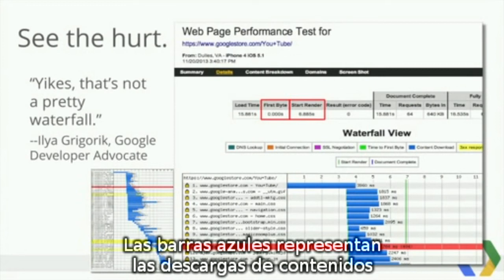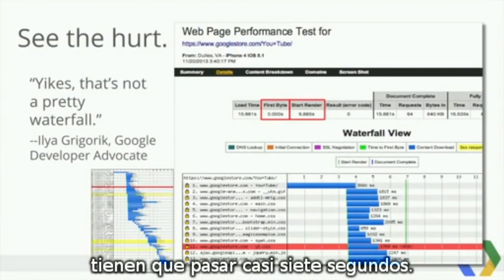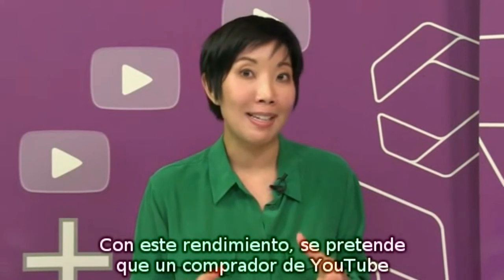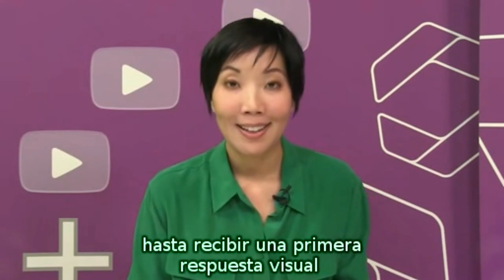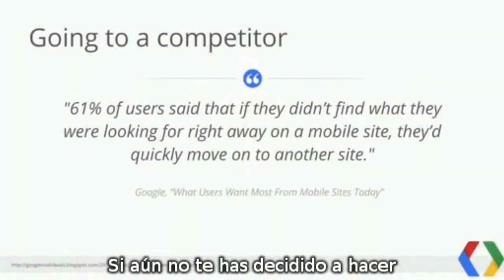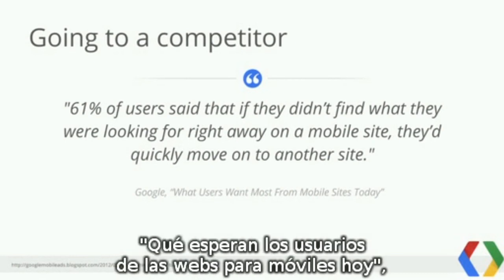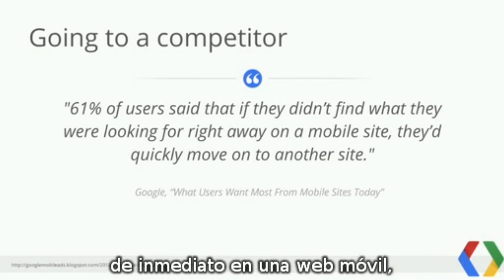The waterfall visually represents why the page load time was over 15 seconds. The blue bars are content downloads required to load the page. For the page to start rendering, it required nearly 7 seconds. With this performance, my site is essentially expecting a YouTube shopper to wait 7 seconds to receive any visual feedback and over 15 seconds for the entire page to load. If you're still not inspired to make some of these quick improvements, please note that according to what users want from mobile sites today, 61% of users said that if they didn't find what they were looking for right away on a mobile site, they'd quickly move on to another site.